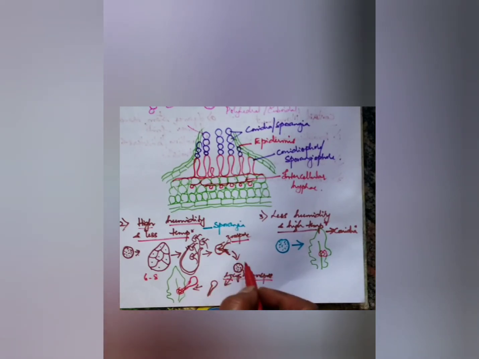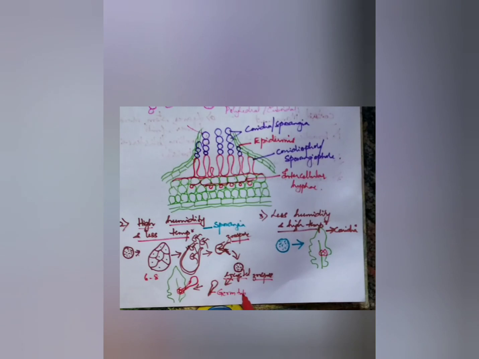It changes its shape and becomes globular in structure. Later it germinates and produces a germ tube. This germ tube penetrates the stomata of the host tissue and further repeats its cycle. This happens when there is high humidity and low temperature.